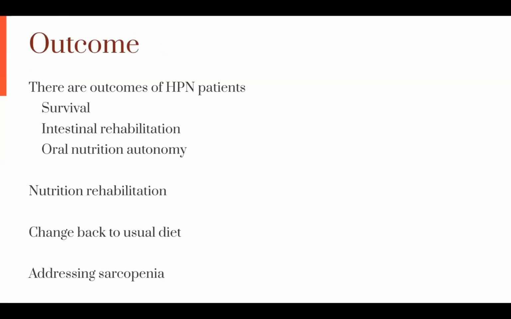Looking into the outcomes of home parenteral nutrition patients, they talk about survival, intestinal rehabilitation, and oral nutrition autonomy. So even if the patient has been on home parenteral nutrition, there were patients who were nicely weaned off PN and started on oral nutrition. But in our setting, since we do not have HPN, we go by nutrition rehabilitation, change back to the usual diet, and addressing the sarcopenia as our outcomes.